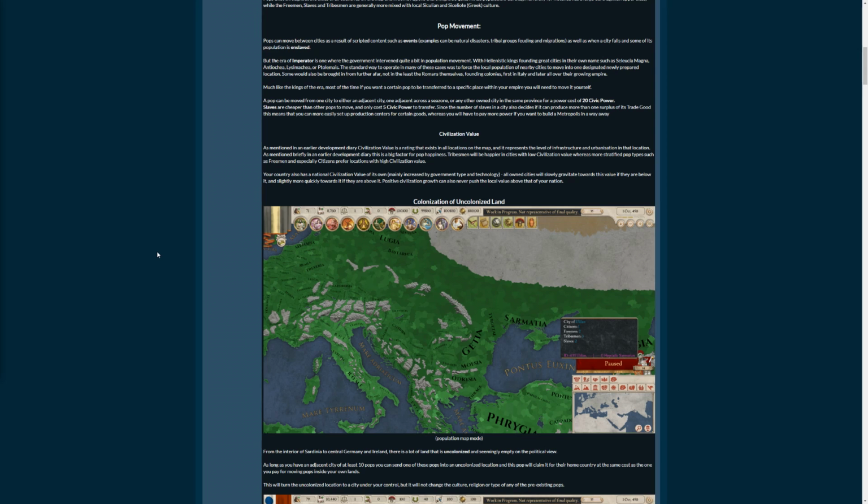With low civilization value, whereas more stratified POP types such as freemen and especially citizens prefer to live with high civilization value. Your country will also have a national civilization value of its own, mainly increased by government type and technology. All owned cities will slowly gravitate towards that value if it is below it, and slightly more quickly towards it if it is above it. Positive civilization growth can also never push the local value above that of your nation, so it has a tendency to drift towards your national level.